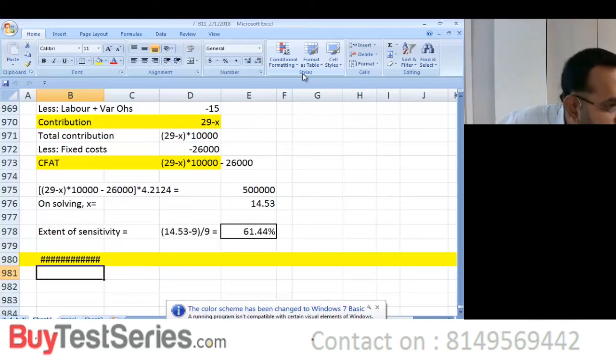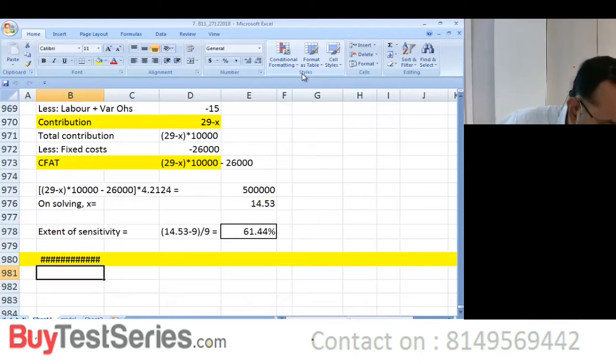The expected net cash flows and their certainty equivalent factors are as follows for Project X and Project Y. Year end 1, 2, 3 cash flows are given. Certainty equivalent factors are also given: 0.8, 0.7, 0.5, 0.9, 0.8, 0.7. See, first year cash flow is 1,80,000, correct? That is a risky cash flow. The certainty equivalent factor for Project X is 0.8, which means 1,80,000 into 0.8 is going to be the certain cash flow.